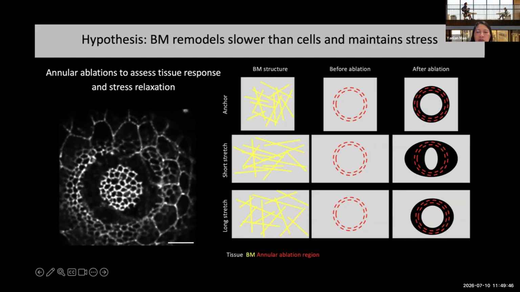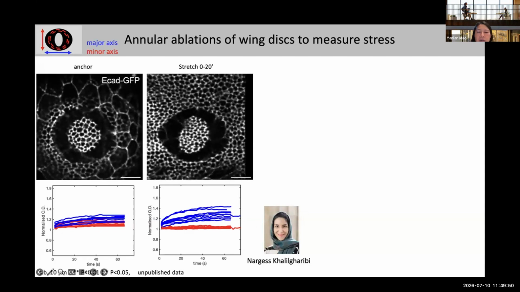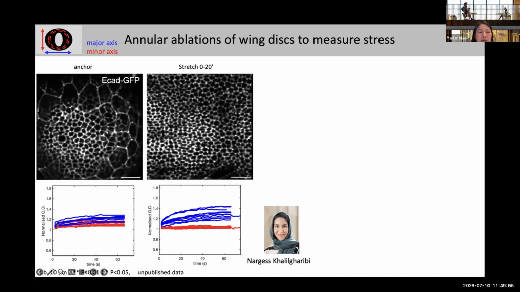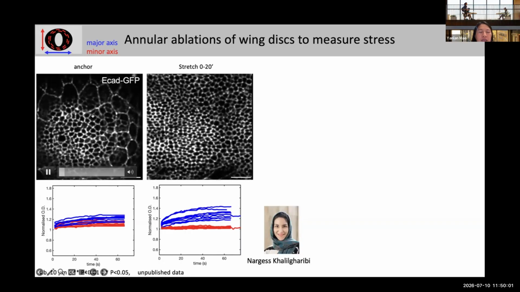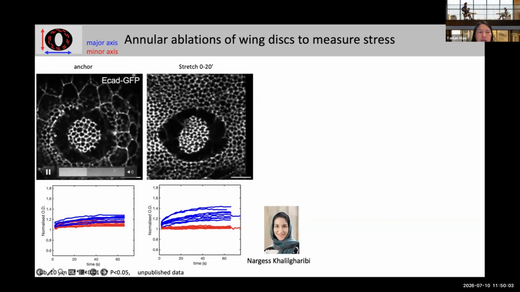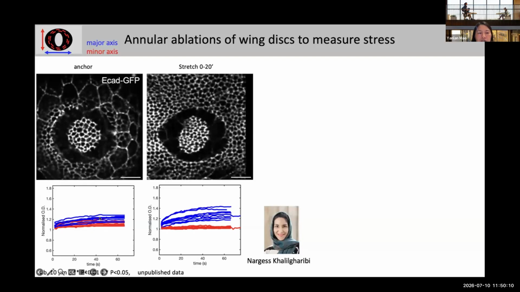So just to show you in practice what happens to the results. Nargis is the incredible postdoc who did all this work. She, for example, did the controls where we anchor just the wing disc in the dish and we cut the apical adherens junctions. And as we predicted, you basically get this isotropic deformation. And so what she does is wait until the deformation has stabilized. So this is the track over time.